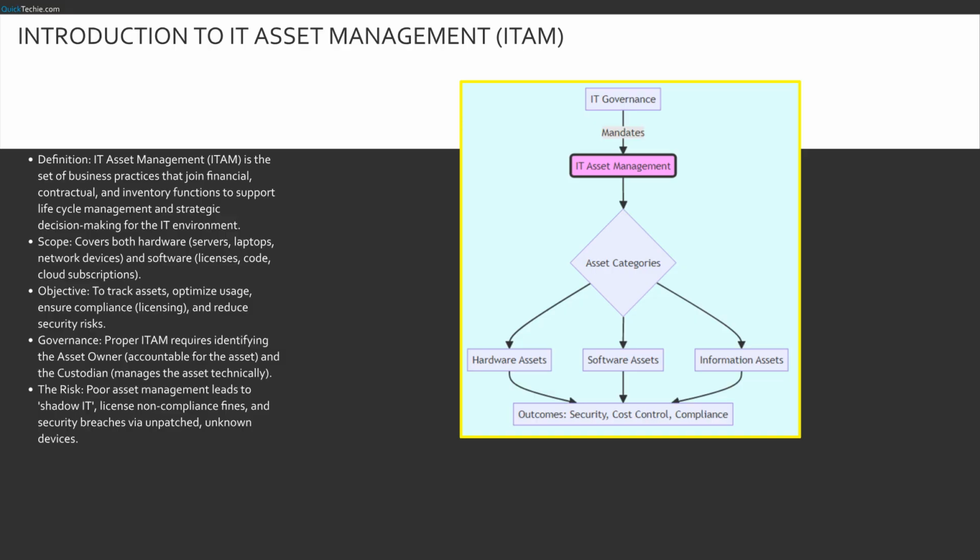Let's begin by defining IT asset management. It is more than just counting computers. ITAM is the business practice of managing the financial, contractual, and physical attributes of your IT environment. Why do we do this? To optimize costs and manage risk. If you don't know what you have, you can't secure it, and you can't patch it. The scope includes hardware, like servers and laptops, and software, including licenses and cloud subscriptions.